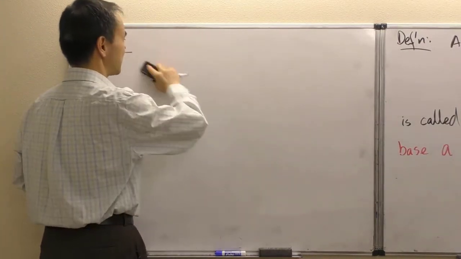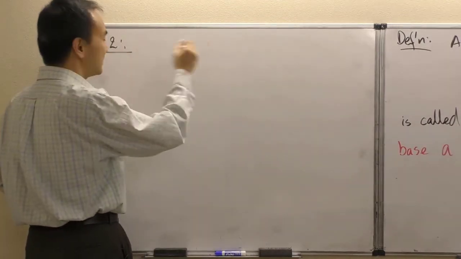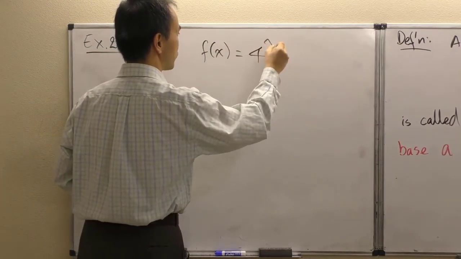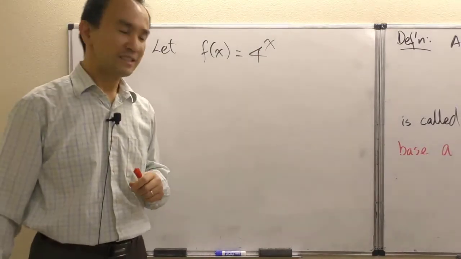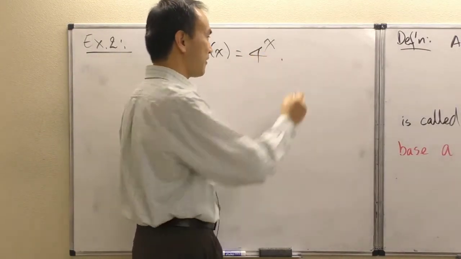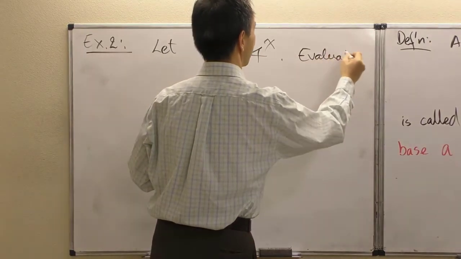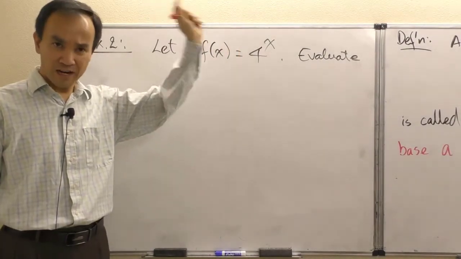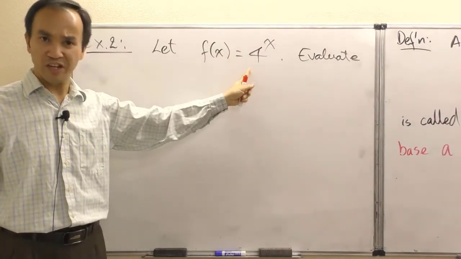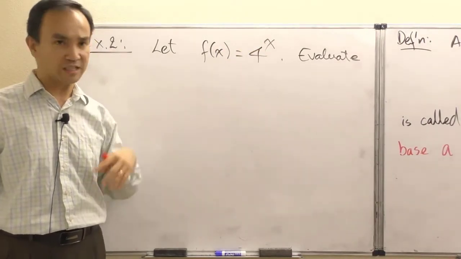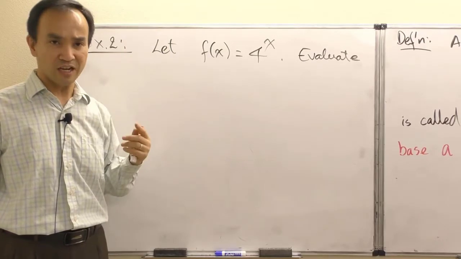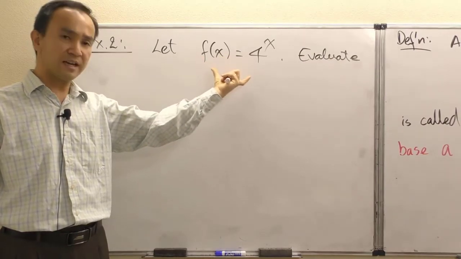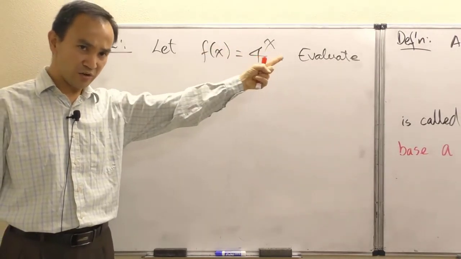So start out with: let f of x be defined as an exponential function, 4 to the x, and then upon defining that function, let's evaluate. This is the worded instruction of our example 2. Generally you might run into another problem where your exponential function has a different base. It could be e to the x, or 2 to the x, in your assignment or your test. The generality here is that it's an exponential function, and I want you to evaluate the following.